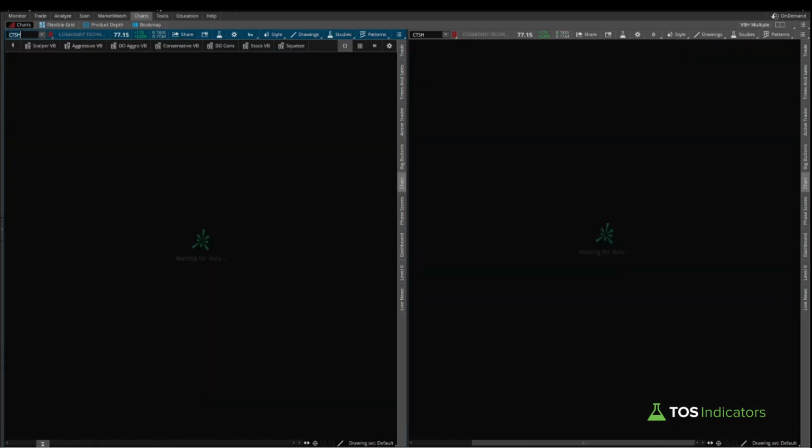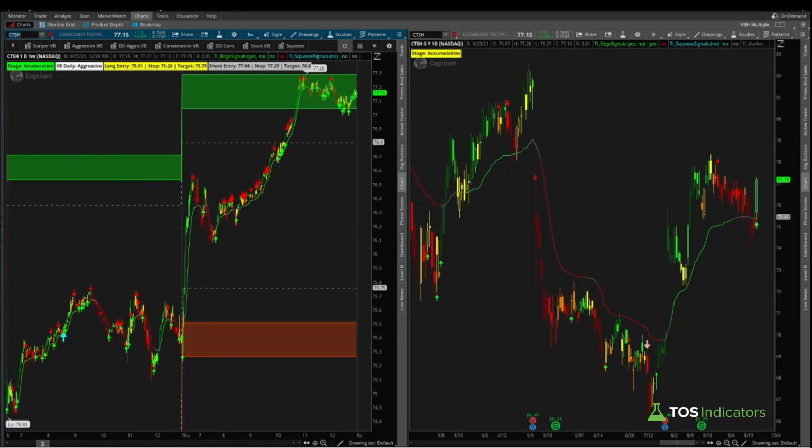Now we move on to the next one, which is CTSH, Cognizant. Now in Cognizant, very similar concept here, but a little bit more strength.